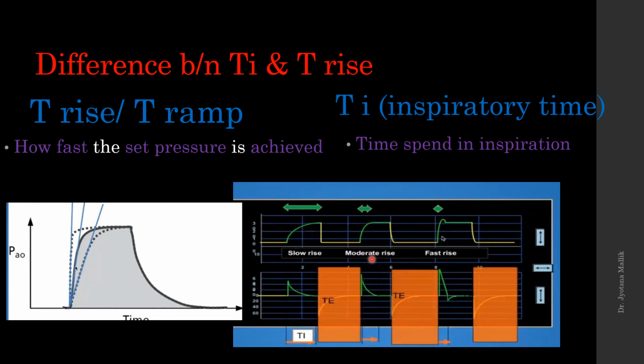So it will be helpful in places where we want more expiratory time. In that case, we can use fast rise. Quickly, we can achieve the set pressure and thus the set tidal volume, and we can get more time for exhalation, as in expiratory airflow limitation, like in a COPD patient or asthma patient.